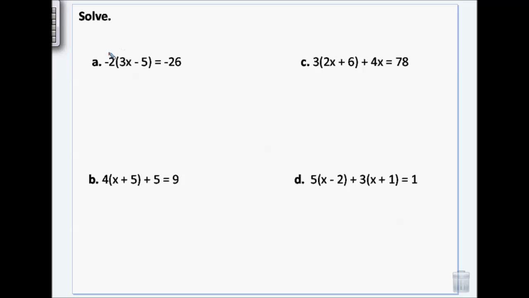Right. I'm just going to do a couple of these. I distribute this negative 2. Right, negative 6x plus 10 equals negative 26. There are no like terms to collect, so I'll skip to the addition and subtraction. So I subtract 10 from both sides. So negative 6x equals negative 36. Then I divide by negative 6. And I get x equals 6.